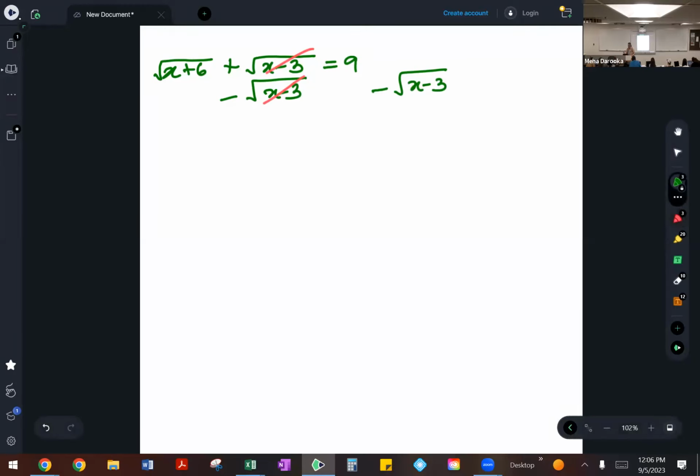Let's cancel it out from the right-hand side. And you are left with square root of x plus 6 on one side. And I'm going to leave it as 9 minus square root of x minus 3.